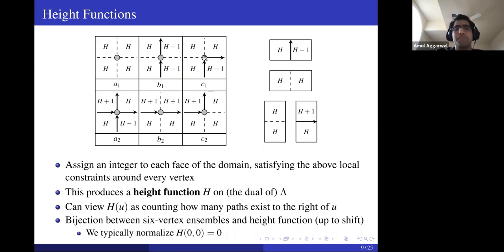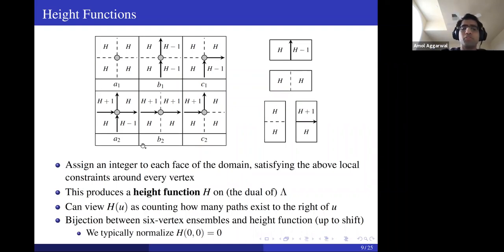Okay, so this might seem a little bit contrived at the moment, but I think the real rule is the one that's shown on the right over here. Basically, if I have a height function h assigned to a face, whenever I pass an arrow from left to right, the height function drops by 1. And if I don't pass an arrow, the height function stays the same. And likewise, if I'm going from top to bottom, if I don't cross an arrow, the height function stays the same. And if I do cross an arrow, it goes up by 1.